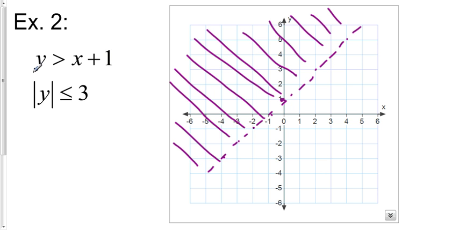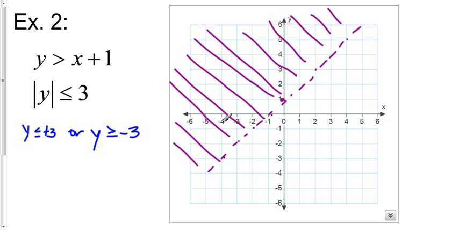Okay, so then the absolute value graph. Let me show you what to do with that. Use blue for this one. The absolute value of y is less than or equal to 3. That means there's 2 possibilities here. Y could be less than or equal to positive 3, or y could be greater than or equal to negative 3. So when you see the absolute value of y, there's really 2 cases. Y is less than or equal to positive 3, or y is greater than or equal to negative 3.